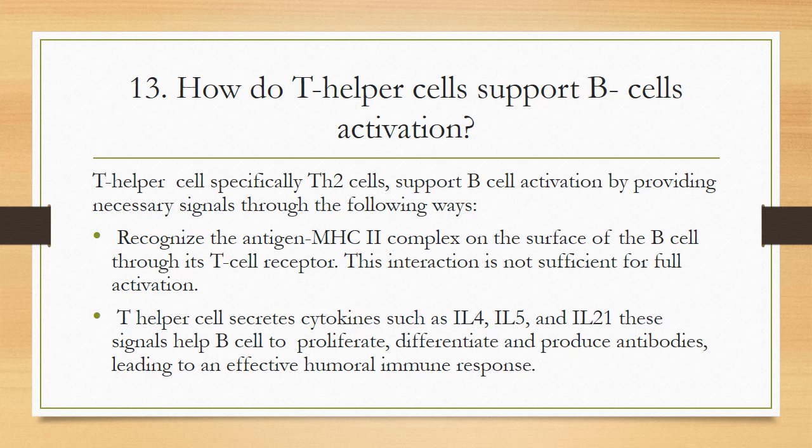We have seen that it can recognize the MHC class 2 complex on the surface of B cell through its T cell receptor. This interaction is not sufficient for full activation. So T helper cells secrete cytokines such as interleukin 4, interleukin 5, and interleukin 21. These signals help B cells to proliferate, differentiate, and produce antibodies, leading to an effective humoral immune response.